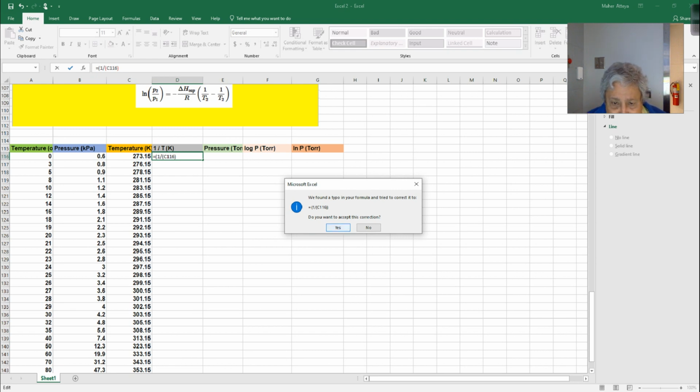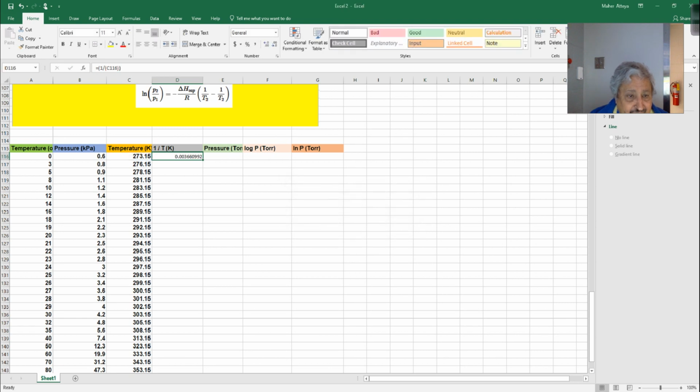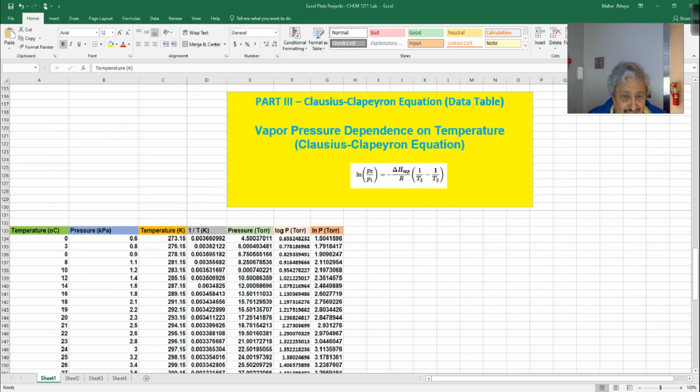Do you want to accept this correction? We found the typo. Let me see. That's what the typo is. Is this C? Yeah, this is C. And this is 1 over 116. Okay, let me see. Is it this one, 0.036? We'll see if that's correct or not. Yeah, it came out the same thing. See here? 1.036. I don't know why it's a typo, but it came out correct.